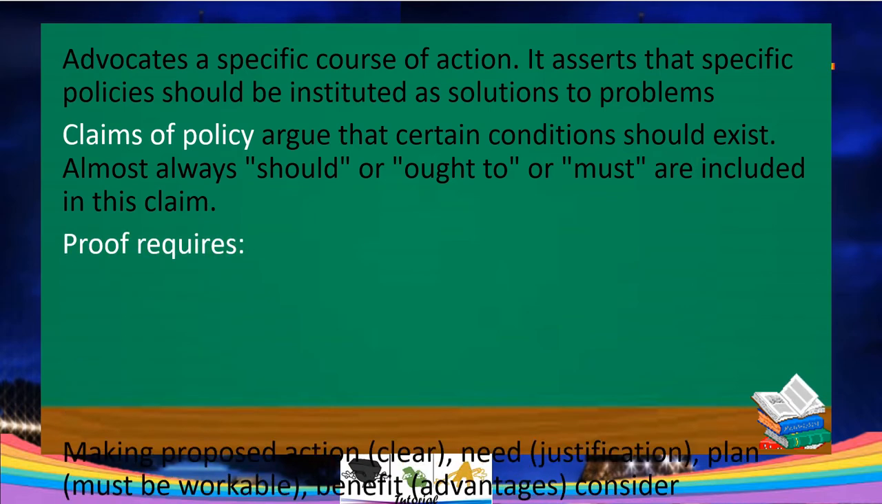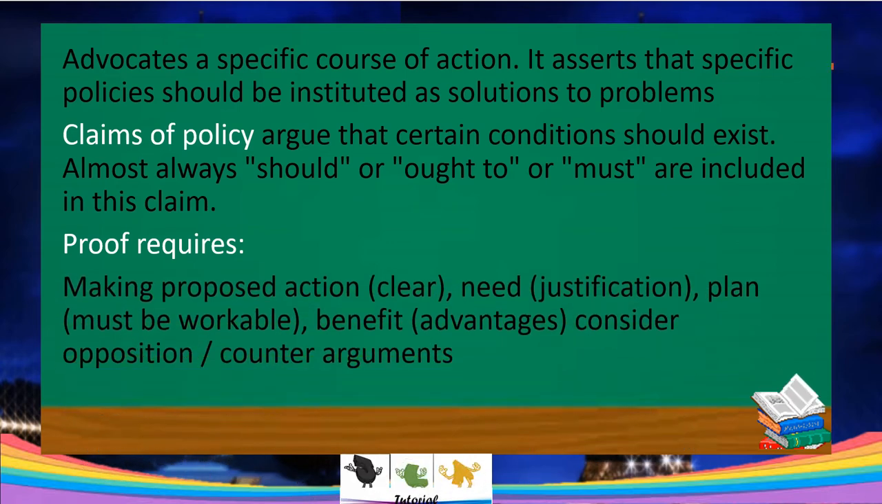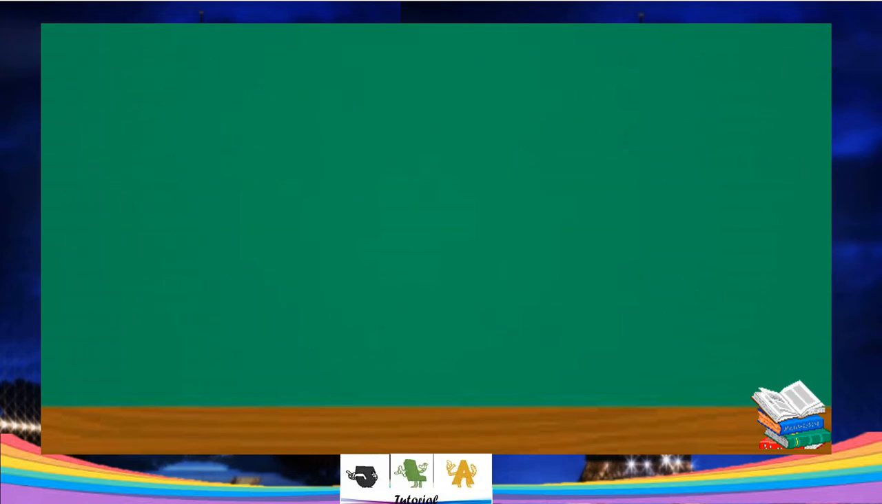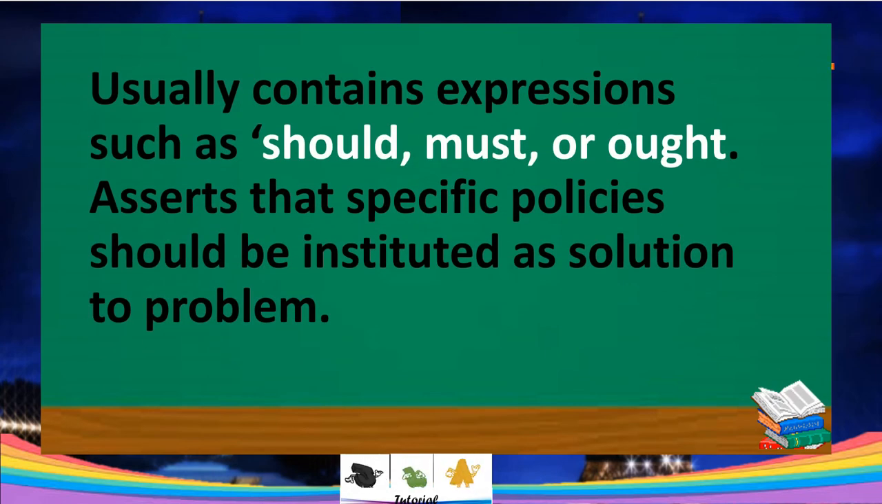Here are some proof requirements. Making the proposed action clear, need for justification, the plan must be workable, benefits or advantages, and consider opposition or counter arguments. Take note, class. A claim of policy usually contains the following expressions: should, must, or ought. It asserts that a specific policy should be instituted as a solution to the problem.